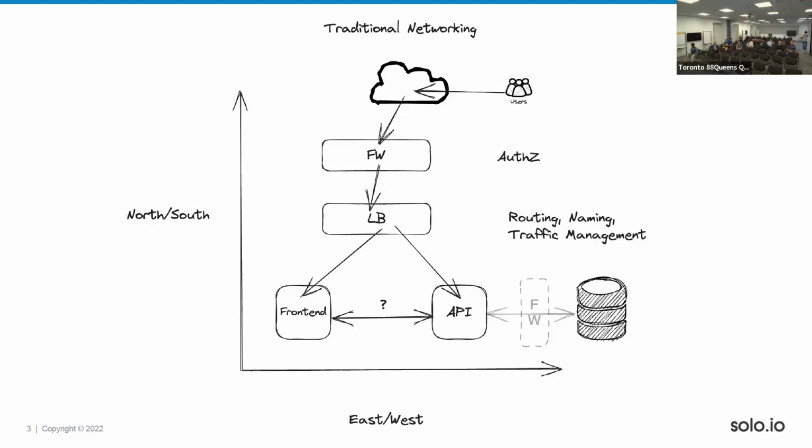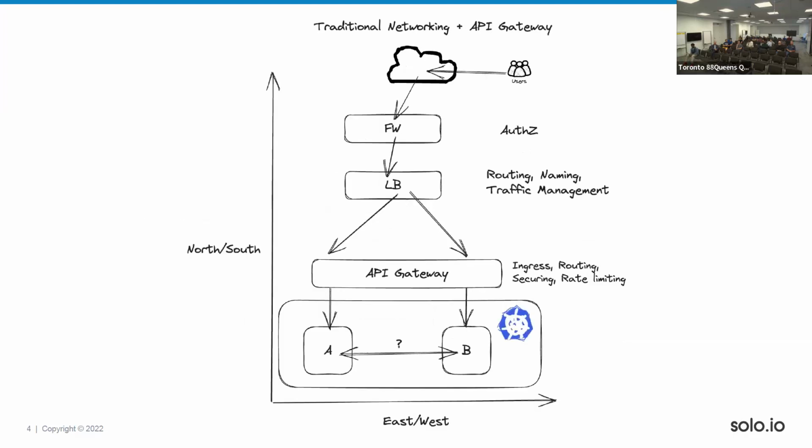But what ends up happening is, if we go to the next slide, we introduce a container orchestrator like Kubernetes, where now everything is more dynamic. We have to deal with new replicas of applications spinning up. One way of taking the load off our traditional infrastructure like firewalls and load balancers is to add what we call an API gateway.